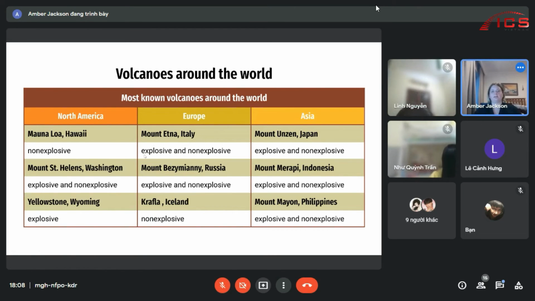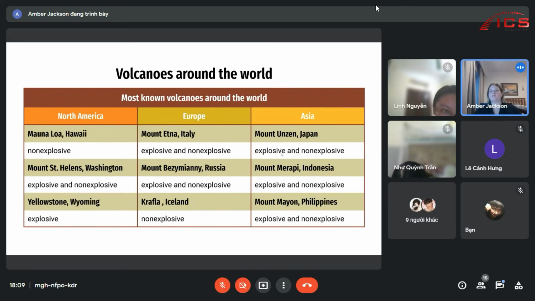Mount Etna, Italy is both explosive and non-explosive. So when it does erupt, it normally has a big bang, and then you'll have smaller flows coming out of it. Mount Bezymianny in Russia is the same. Krafla, Iceland, is normally non-explosive, but back in the 2000s, Iceland had that big eruption, and it threw ash into the Earth's atmosphere so bad that they grounded flights for a long time while it was exploding.